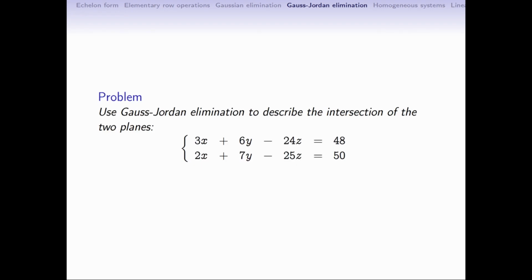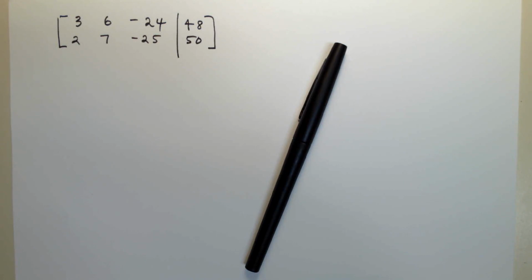Let's practice Gauss-Jordan elimination. So in this problem, use Gauss-Jordan elimination to describe the intersection of the two planes. So let's go to the document camera and work out the details to the solution to this problem. All right, welcome to the document camera. Remember, in this problem, we're going to use Gauss-Jordan elimination to describe the intersection of two planes. Now, that's a system of equations, 2 equations and 3 unknowns.